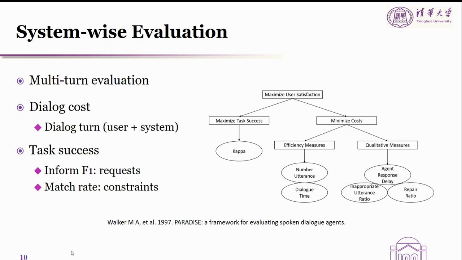To perform system-wise multi-turn evaluation, we refer to a paradigm framework. We count the dialog turns to estimate dialog cost. A user utterance and a subsequent system utterance are regarded as one dialog turn. Two metrics are used to estimate task success. Inform F1 evaluates whether all the information requests are fulfilled, and match rate assesses whether the offered entity meets all the constraints specified in a user goal.